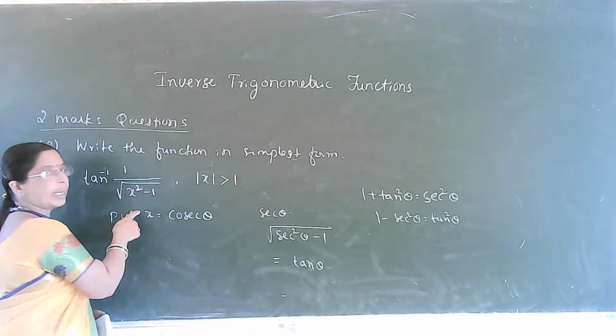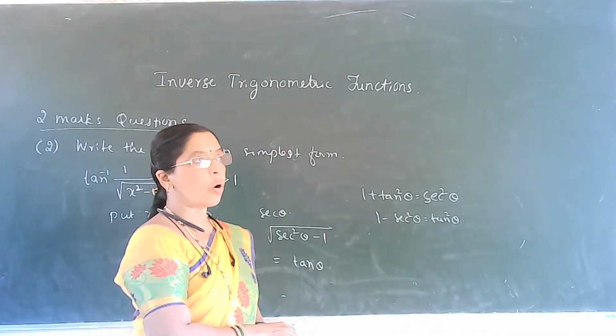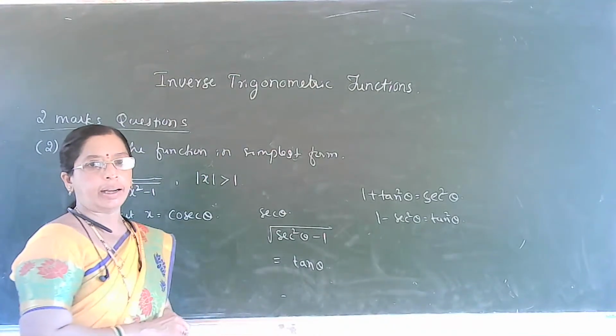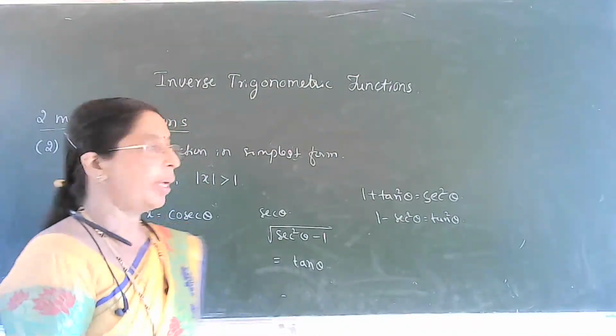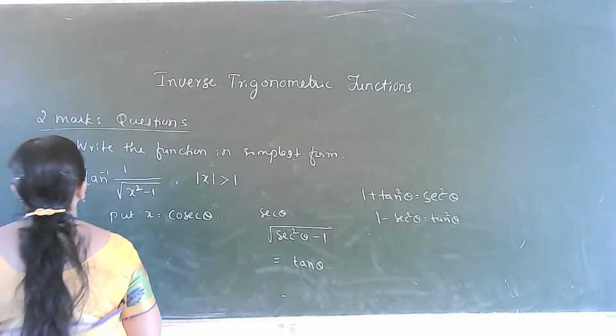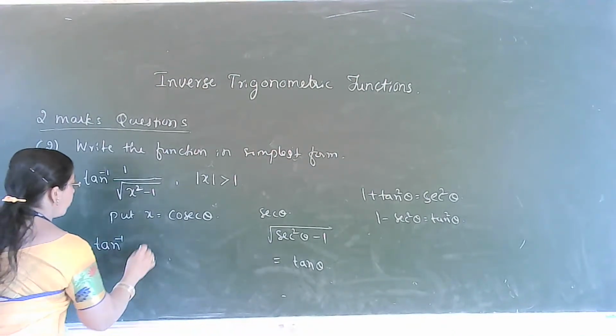But here 1 by tan theta is cot theta. But here we get tan theta. It's a very good answer, and then we can prove it easily.